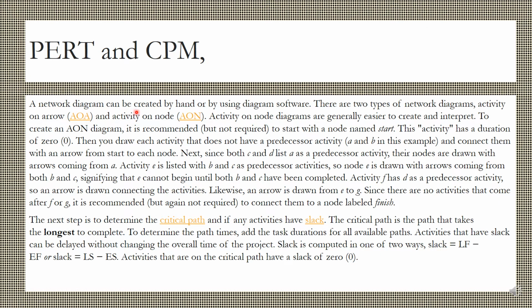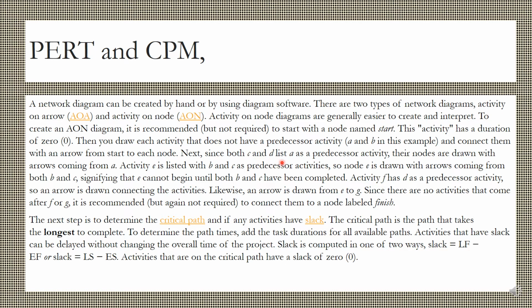Now, a network diagram can be created by hand or by using diagram software. There are 2 types of network diagrams: activity on arrow (AOA) and activity on node (AON). Activity on node diagrams are generally easier to create and interpret. To create an AON diagram, it is recommended to start with the node named start. The activity has a duration of 0. Then you draw each activity that does not have a predecessor activity, like A and B in our example, and connect them with an arrow from start to each node.